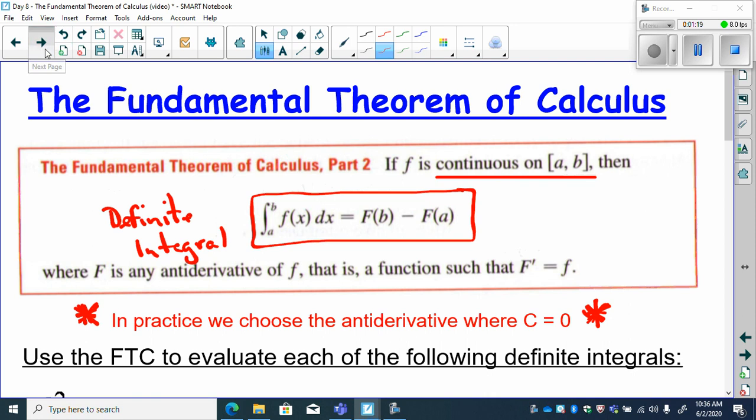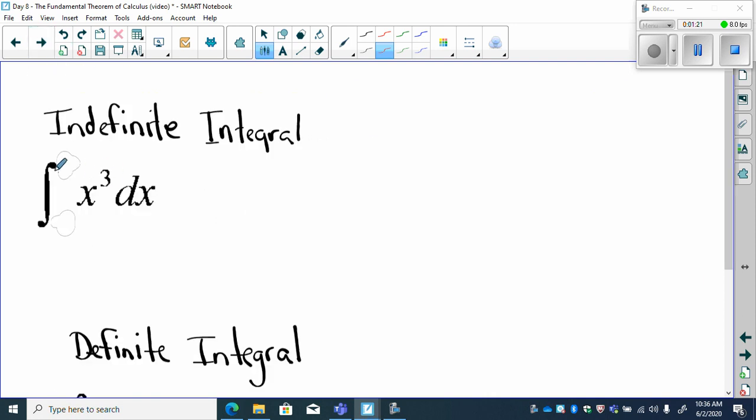So just to review, suppose I had this. This means find the indefinite integral of x cubed with respect to x. And we know from our previous lessons that in order to integrate x cubed, I add 1 to the exponent, and I divide by that new exponent, and then I add a constant. The general antiderivative of x cubed would be x to the 4th over 4 plus c.